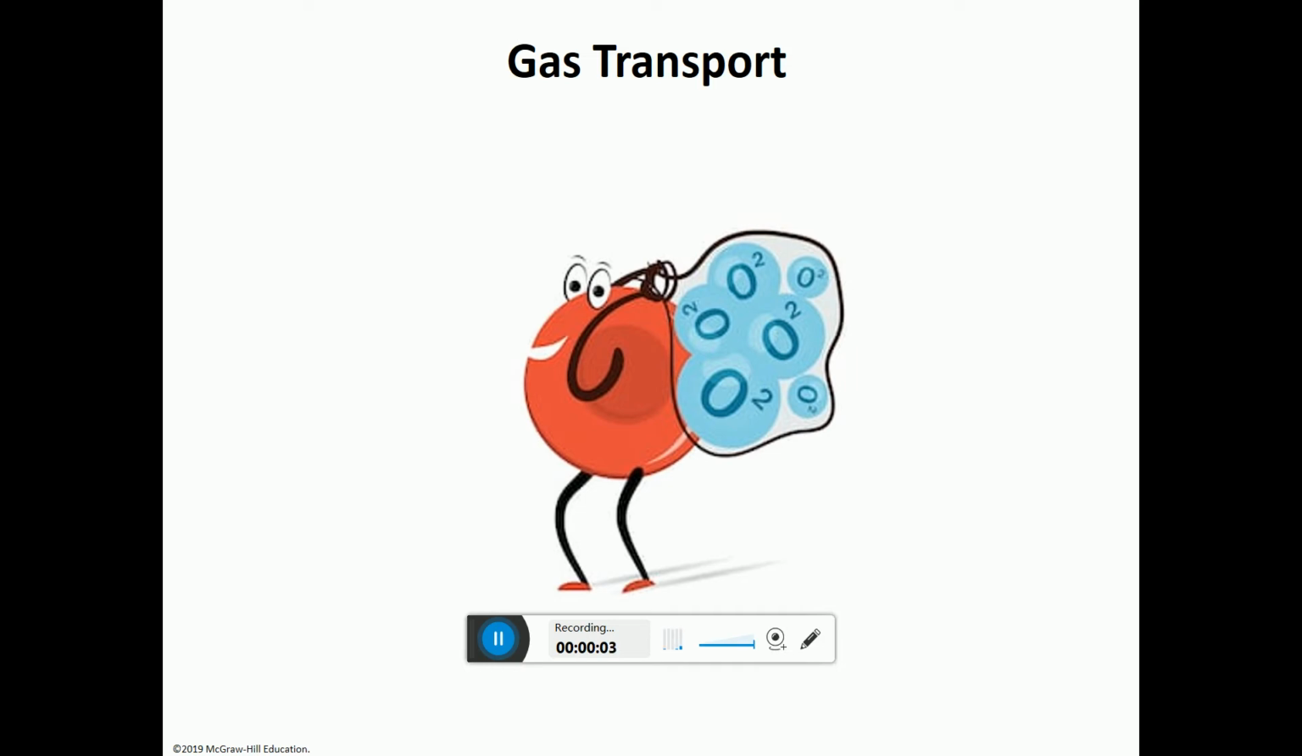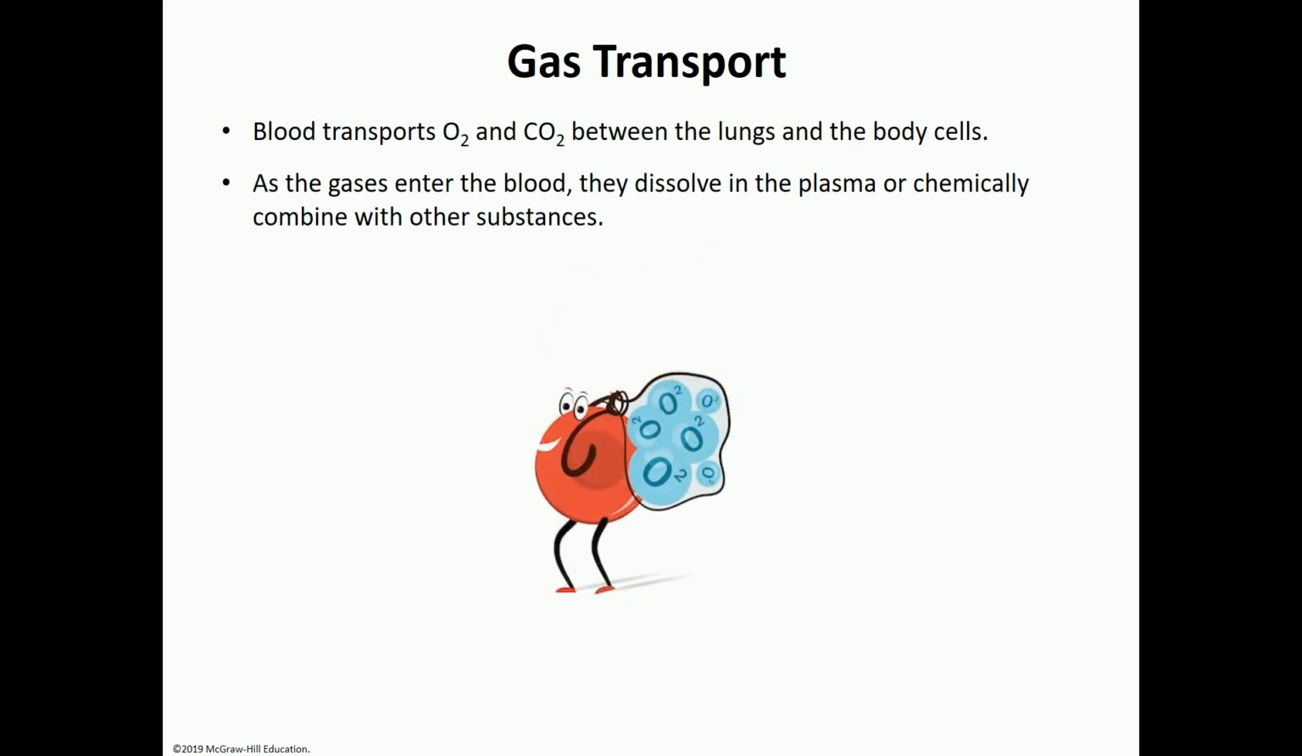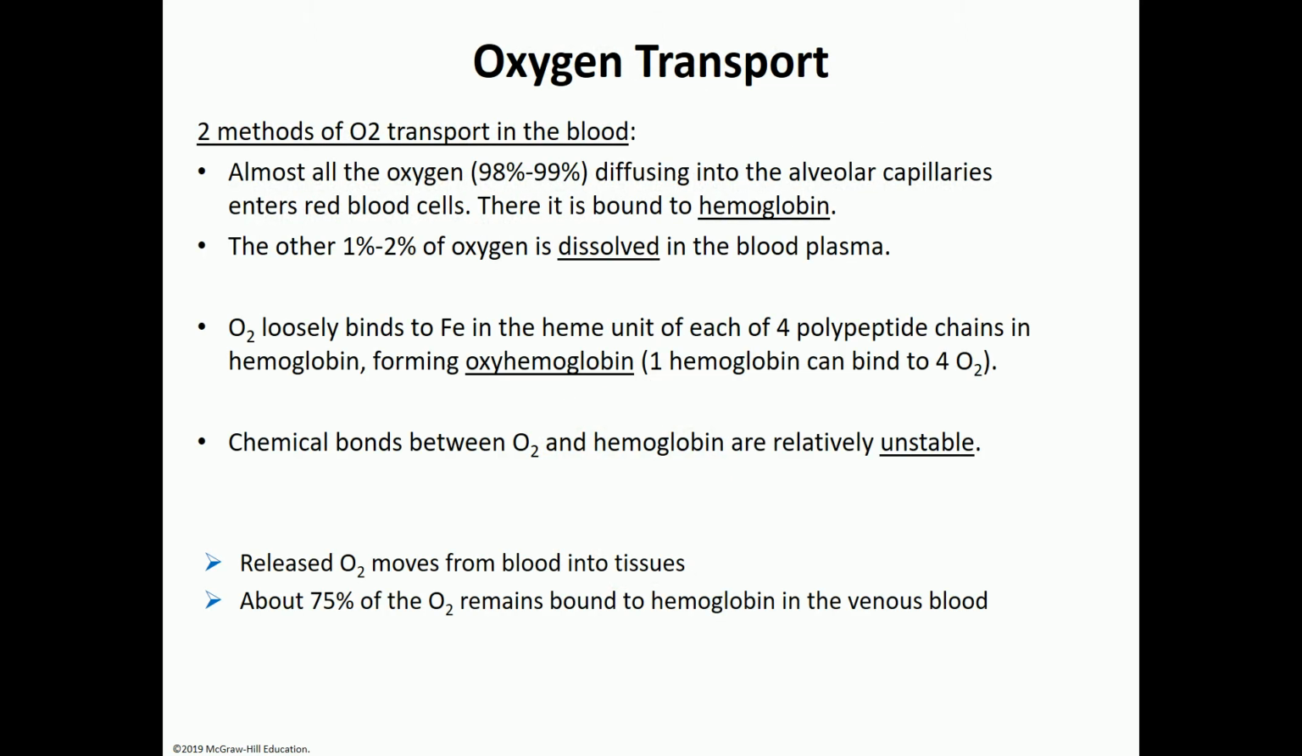Now for gas transport, and this really tells us how the different gases, how oxygen and carbon dioxide, are transported in the circulatory system. So blood has to transport oxygen and carbon dioxide between the lungs and the body cells. And sometimes these gases can just dissolve in plasma. Other times they are going to have to combine with other chemicals in order to be transported. And we'll see how this works in terms of oxygen transport.